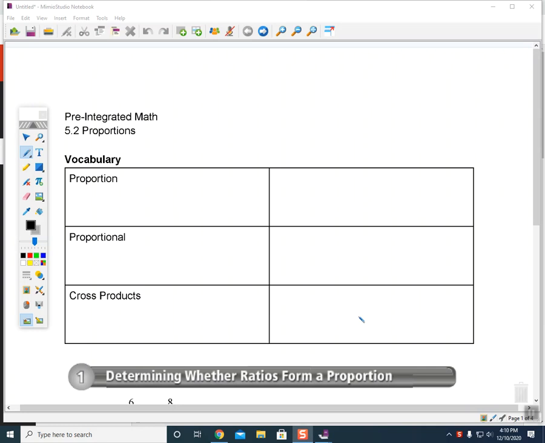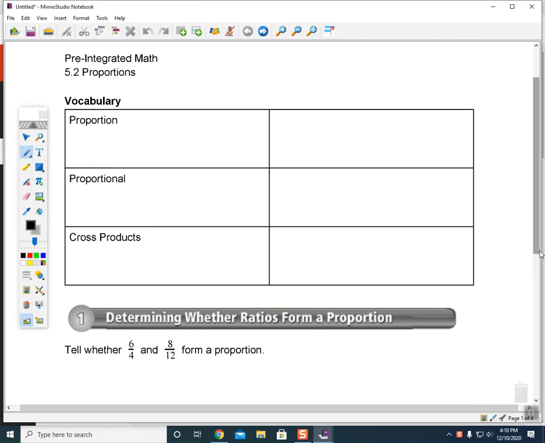Right, so we're moving into talking about proportions. So we've got a couple vocabulary words. First, a proportion is just when we have equivalent ratios.